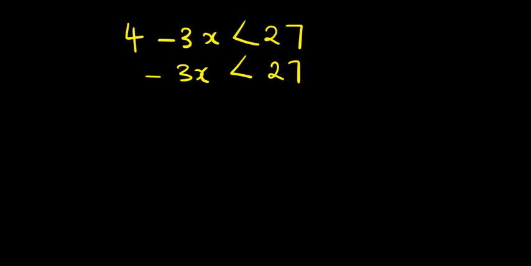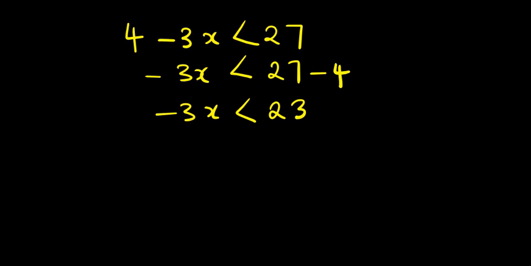I'm going to take the 4 to the other side. It becomes negative. Then I'm going to have negative 3x is less than 27 minus 4. That will give me a 24. Is it? Or 23. That will give me a 23 actually.